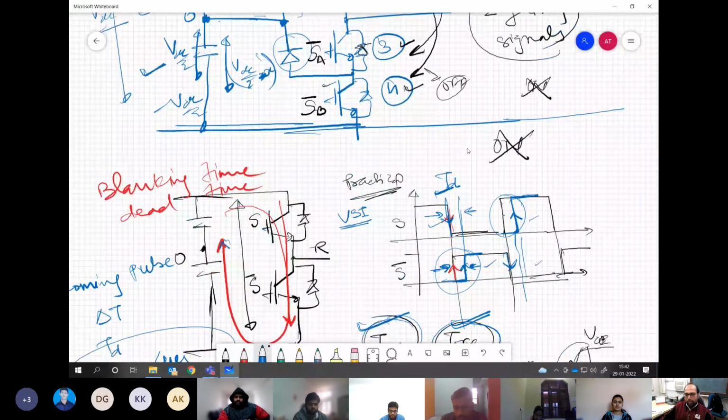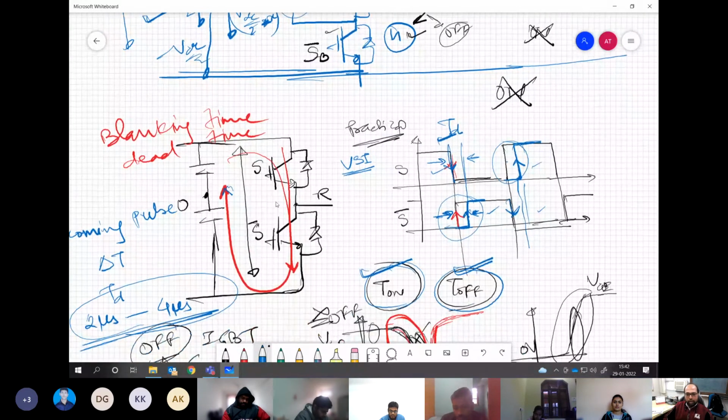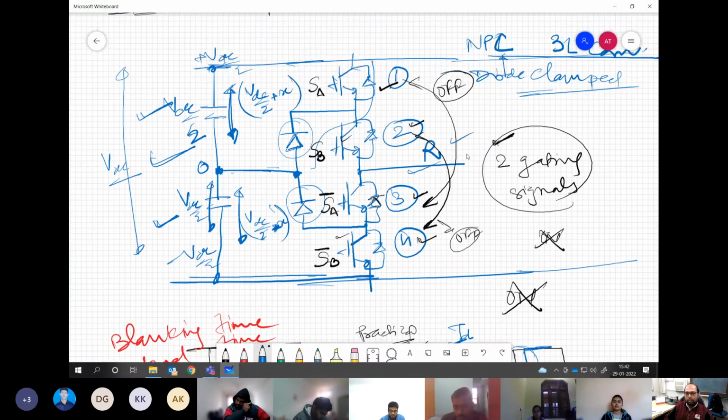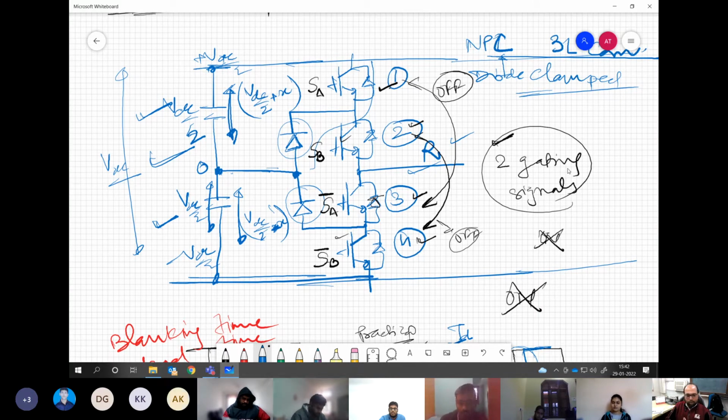Otherwise, the devices or the gating signals are complementary in this manner for 2 level and in this manner for 3 level. Clear? Realization of all these things are clear to all of you? Yes, sir. So because this was an important point to discuss, in any power electronics course, at least somewhere you have to understand how the power converters are realized. That's why I have taken the entire lecture to only discuss this realization of VSI and CSI.